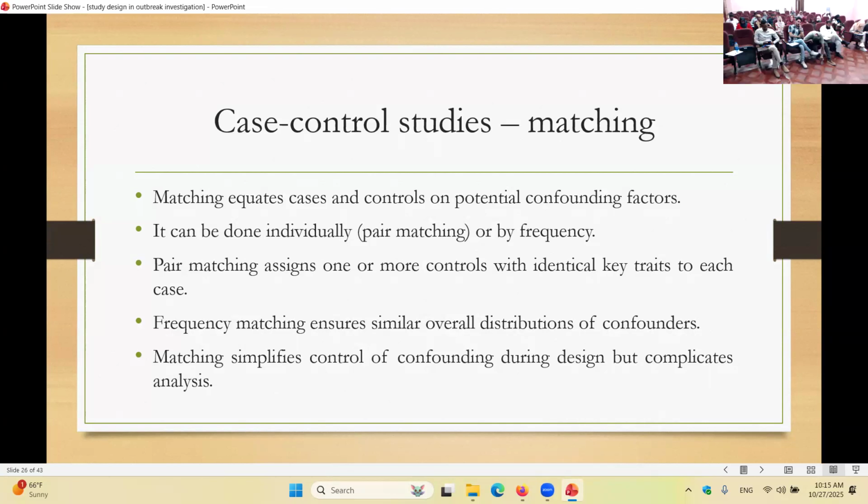Okay. And the concept of confounding, how does it come into this mix?